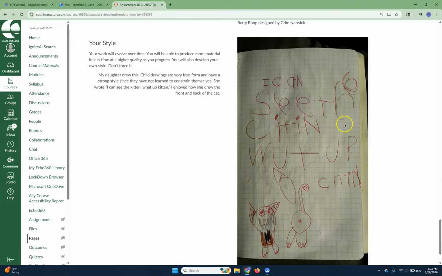This is something my daughter drew. I always find that children's drawings are often the most creative because they're not as constrained by reality as others. As we get older, we start to learn this is the proper way. So it says, I can see the kitten. What up, kitten? And then you can see she drew the front and she drew the back of the kitten. I saw that and I was like, this is great.